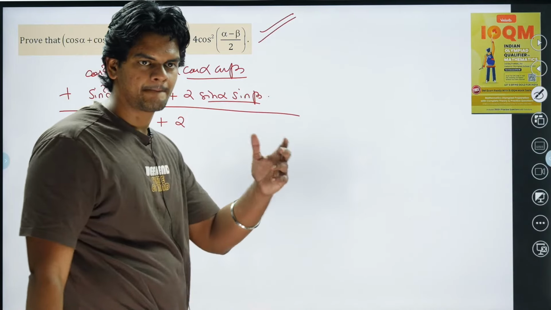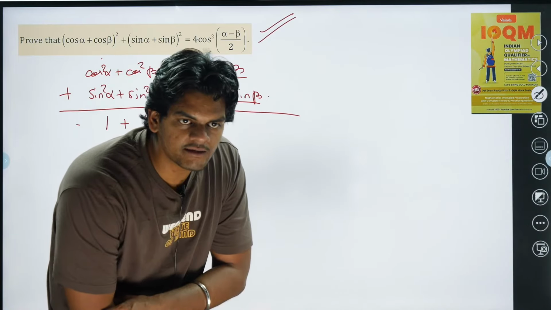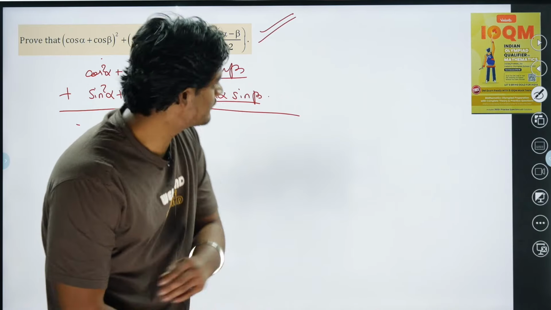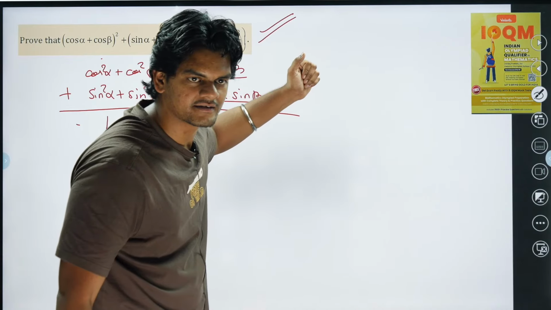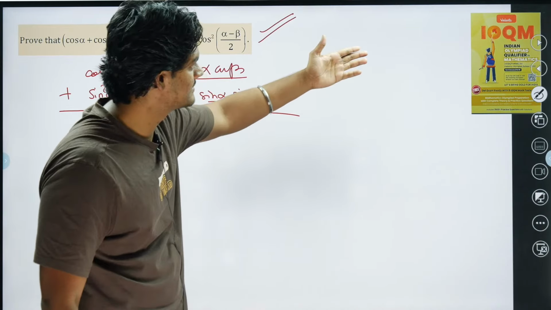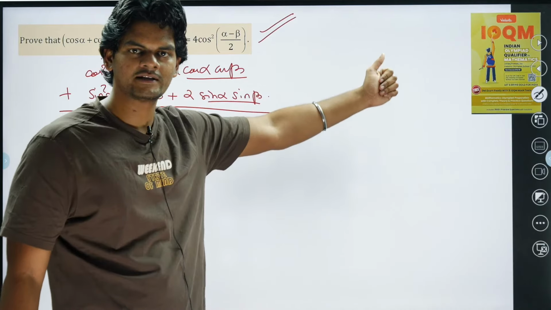Is there going to be any problems of trigonometry that come in IOQM? Of course, these are from IOQM stuff, right? This is from the IOQM book, quite literally.